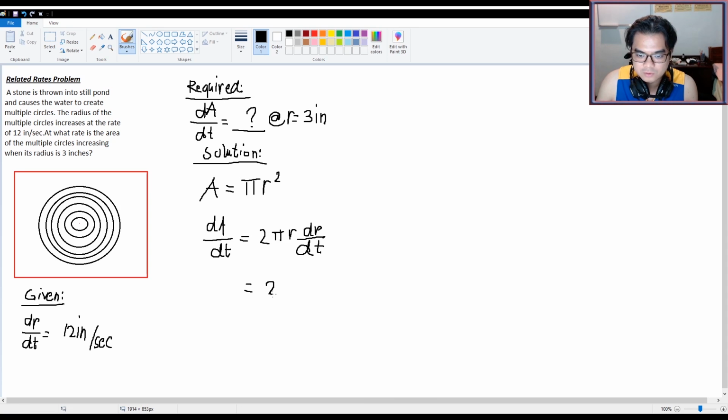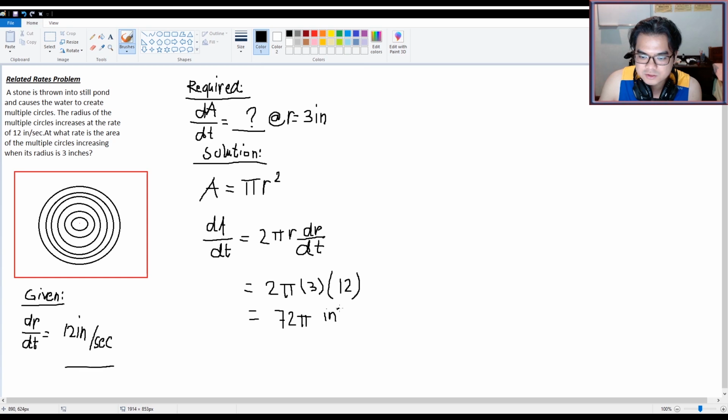Now we are asked to find dA over dt. Therefore, this is equal to 2 pi, and then your r is 3. And dr over dt is also given, which is 12. Therefore, this is 12 times 2, that's 24, times 3, that is 72 pi. Is that right? 72? That's 6 times 12. Yeah, that's right. That's 72 pi. Since this is area, this must be inch squared per second. So that's the answer.